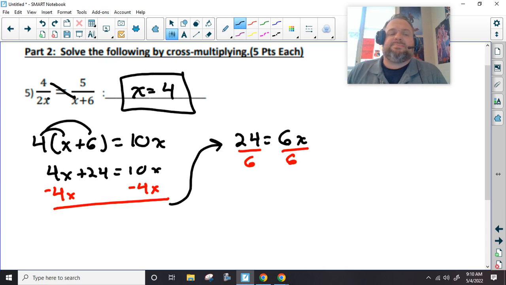All right. Kind of funny that this is an Algebra 2 standard. The big thing is, can you cross multiply? After that, it becomes an Algebra 1 problem.